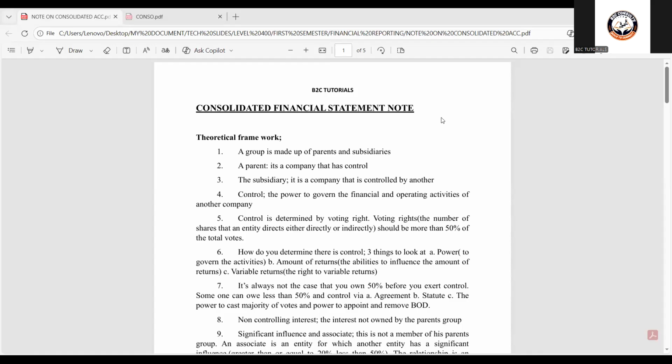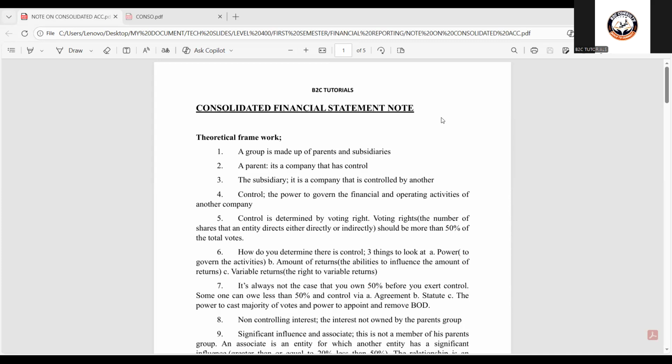Yesterday we started with consolidation and we did some theoretical framework on the consolidated financial statement by looking at some definitions of parent, subsidiary, control, and then significant influence. We said that control is determined by the voting right and that you should have more than 50% before you can call yourself a parent. But then, however, there are some three instances whereby you don't necessarily need to have the 50% or more.